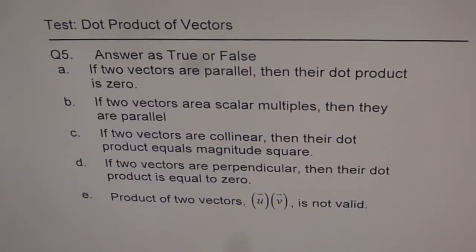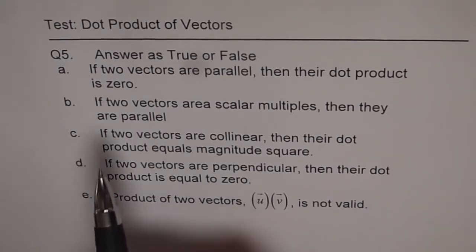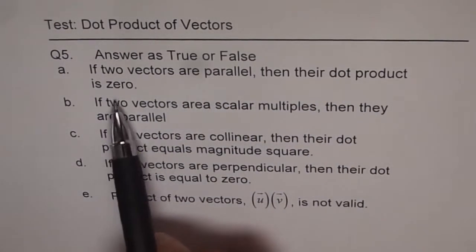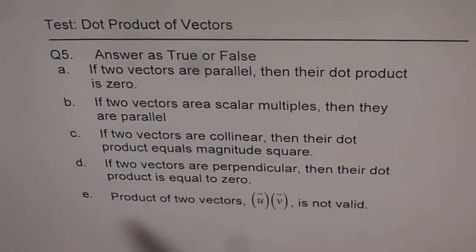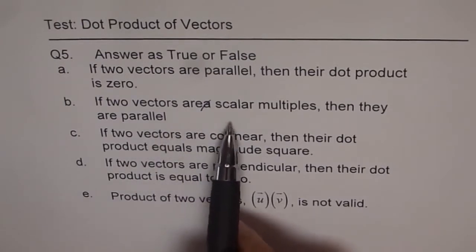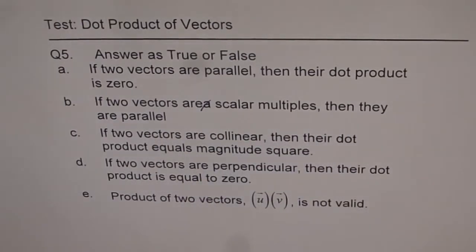Here is an interesting true or false question set for dot products of vectors. The questions are: A. If two vectors are parallel, then their dot product is 0. True or false? B. If two vectors are scalar multiples, then they are parallel. True or false?